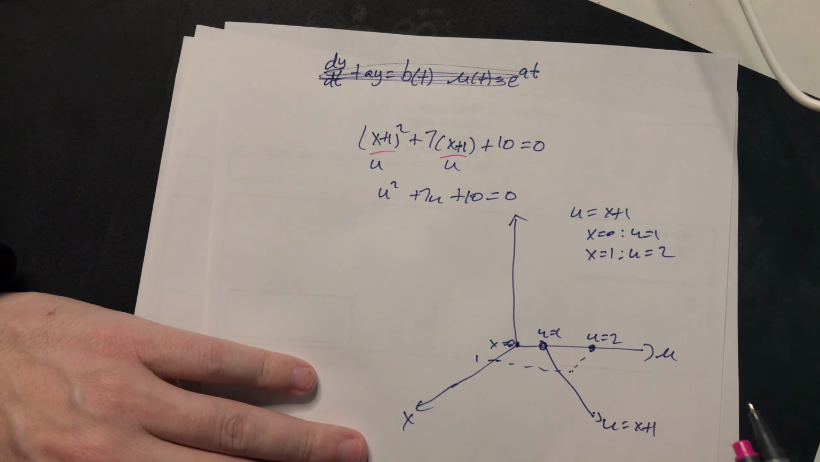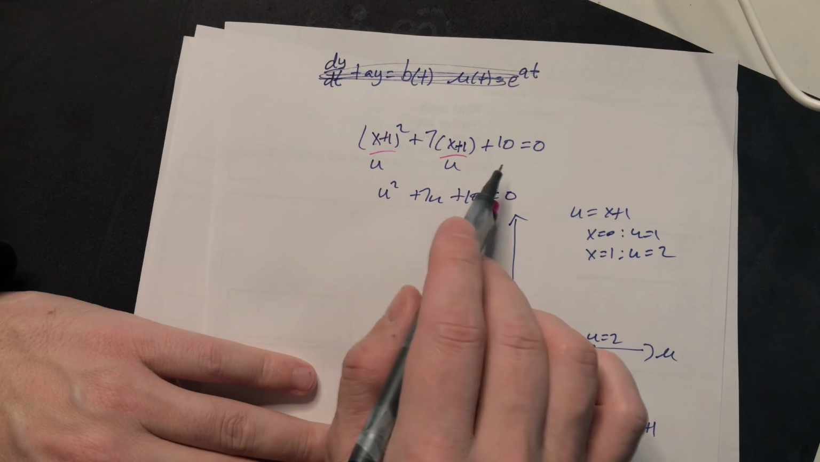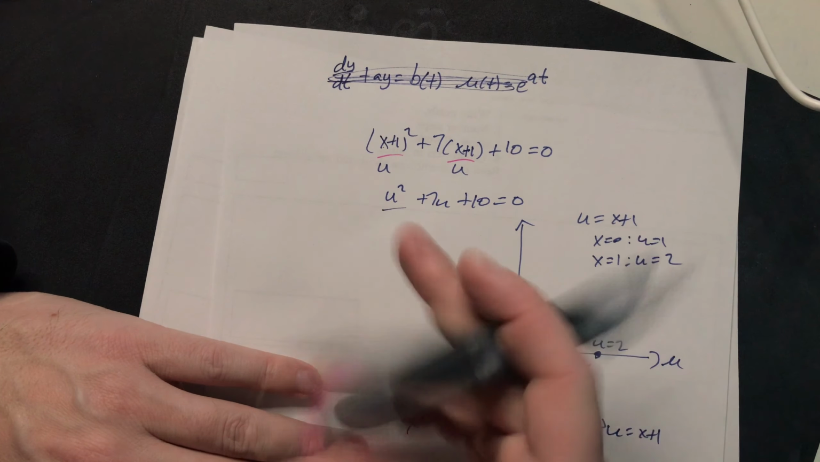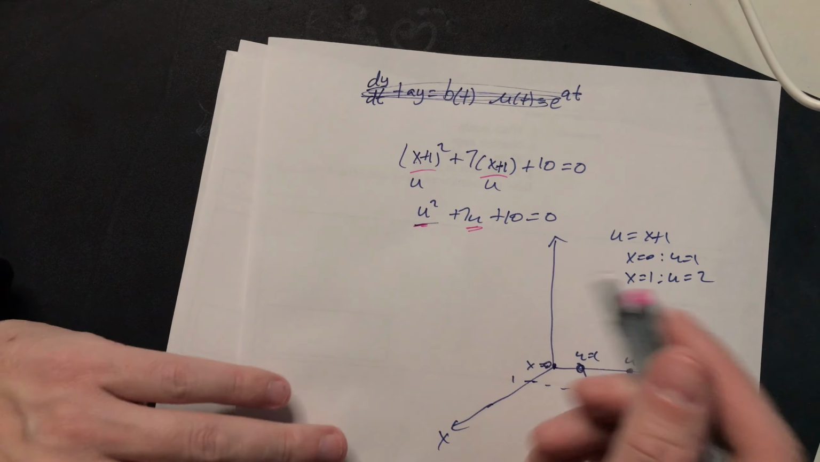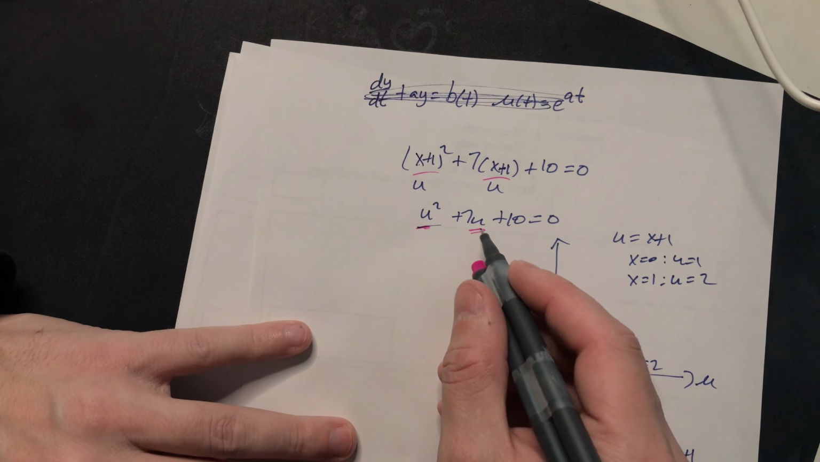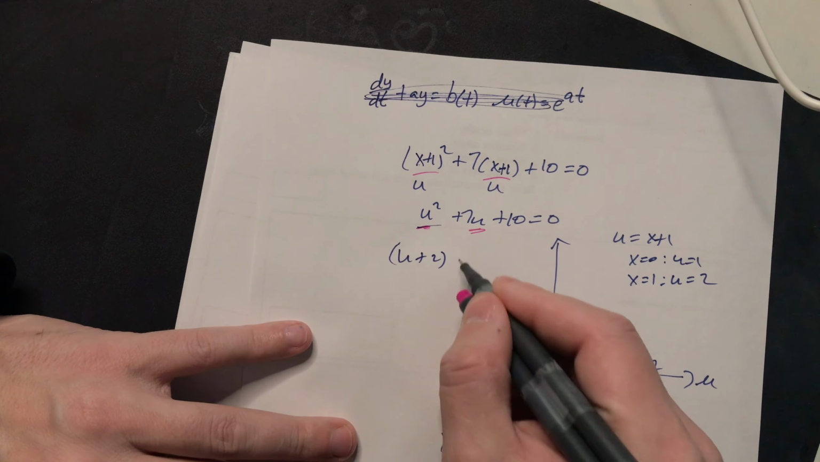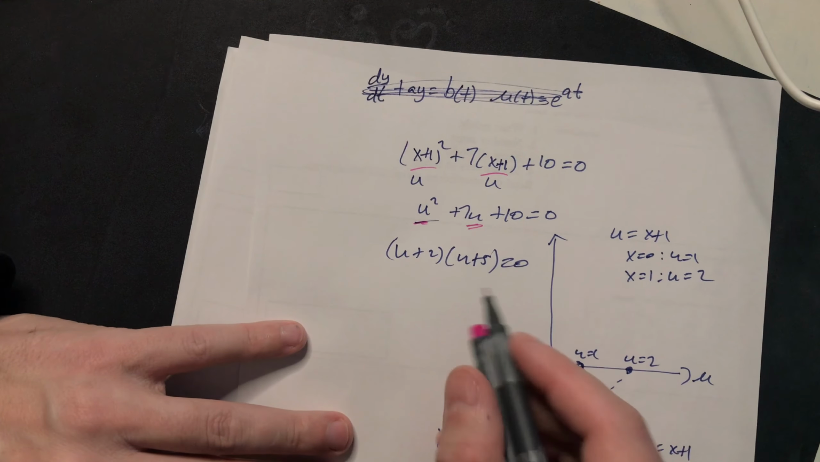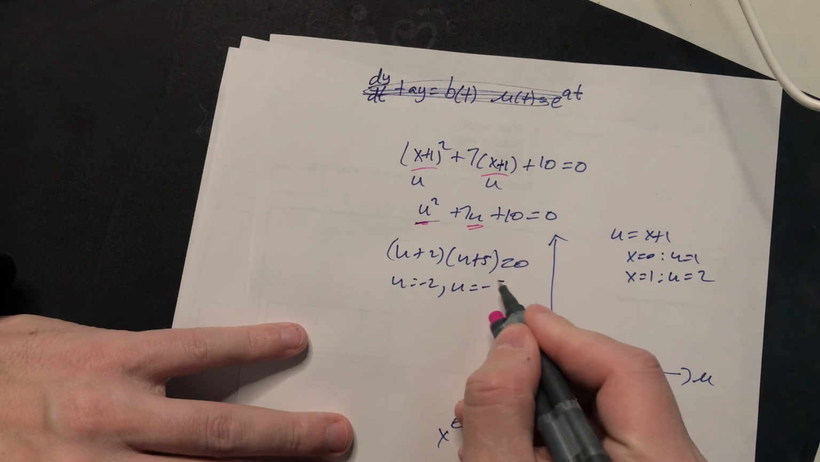But notice something: in terms of solving the original equation, it's got that x + 1 expression. This is just u. So this can be done more easily because you can just factor this. It's like saying, two numbers that multiply to 10 and add up to 7. So it's going to be (u + 2)(u + 5) = 0. Those work. So now u is -2 and u is equal to -5.